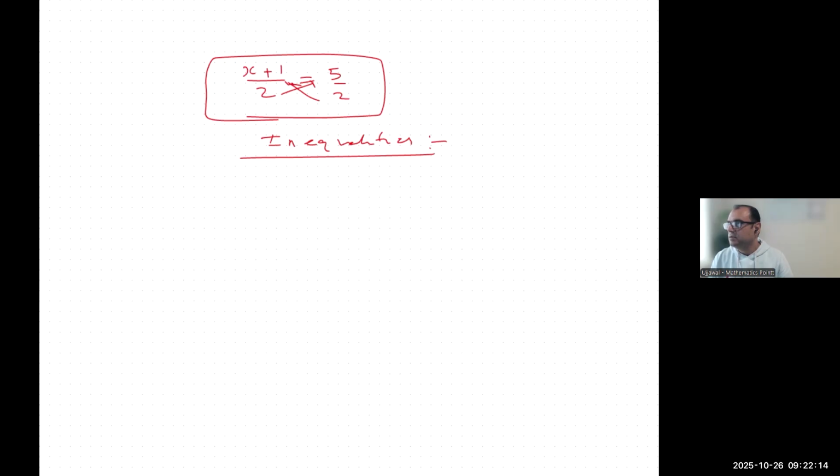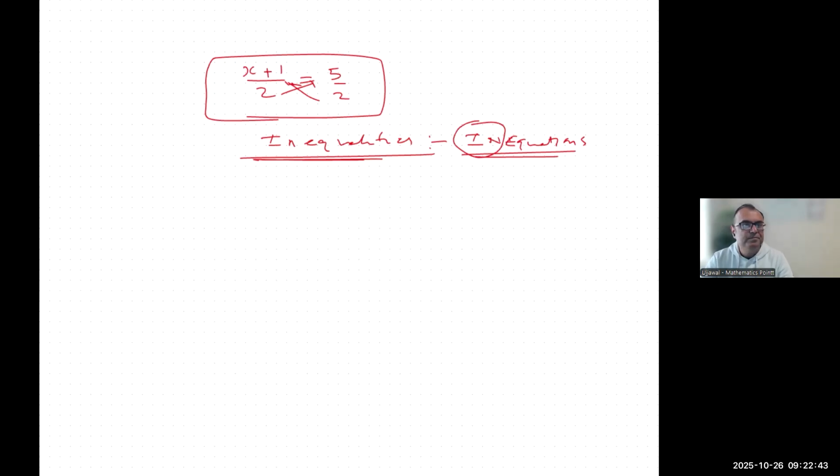All right, let me pull out my notes. These inequalities are also called inequations. Equations which are not equations, right?